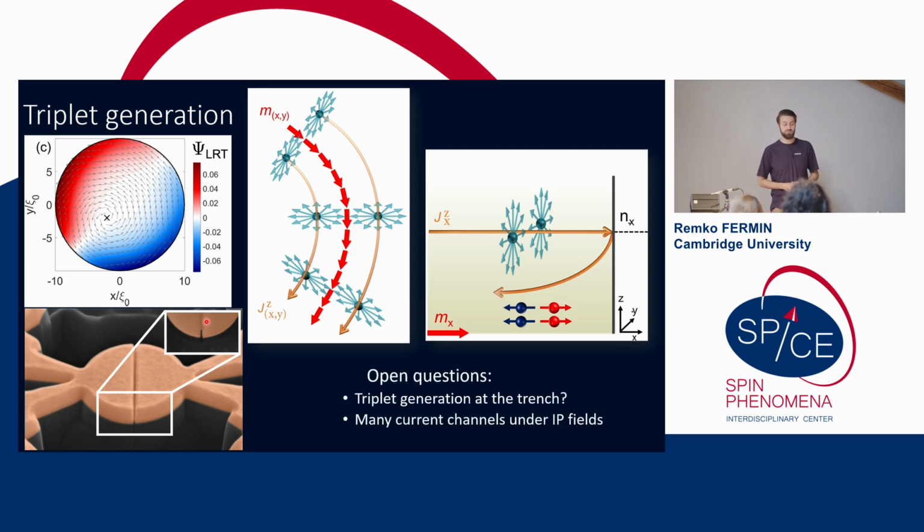So there are still some open questions, namely, there's also a vacuum interface at the trench, because the superconductor has a vacuum interface where you mill away the superconductor in the middle of the device. So why don't we generate triplets at this specific edge? And also, this doesn't explain yet why we have these many zero-pi transitions or these many current channels appearing under in-plane fields when we start changing the spin texture.